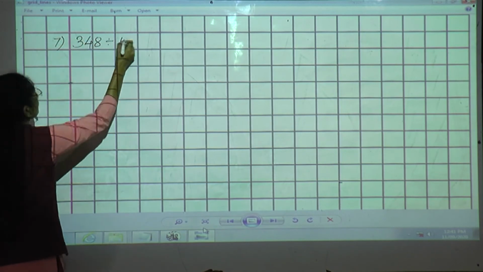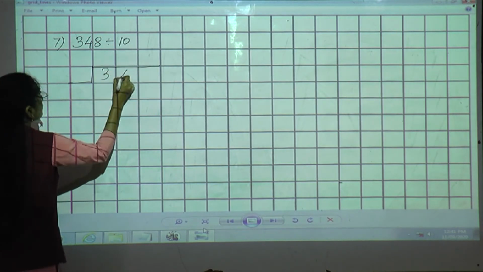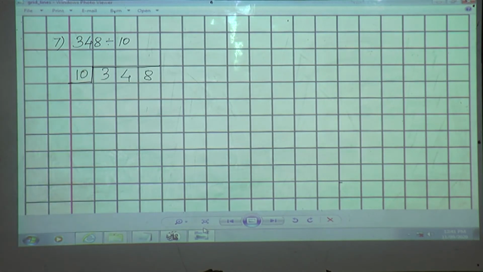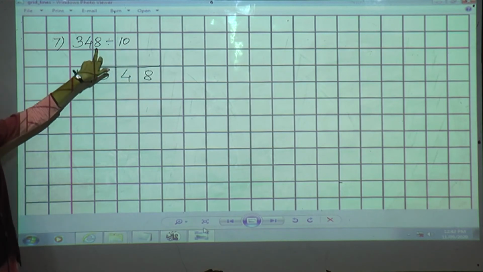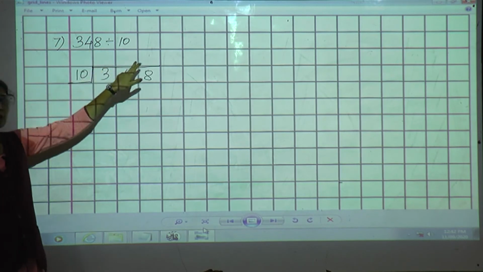348 by 10. Now look at the board. 348 by 10. See the number carefully, 348. Tell me what will be the quotient? Yes, because here the divisor is 10. If the divisor is 10, then at ones place which number is there? That should be the remainder, and the remaining numbers will form the quotient.